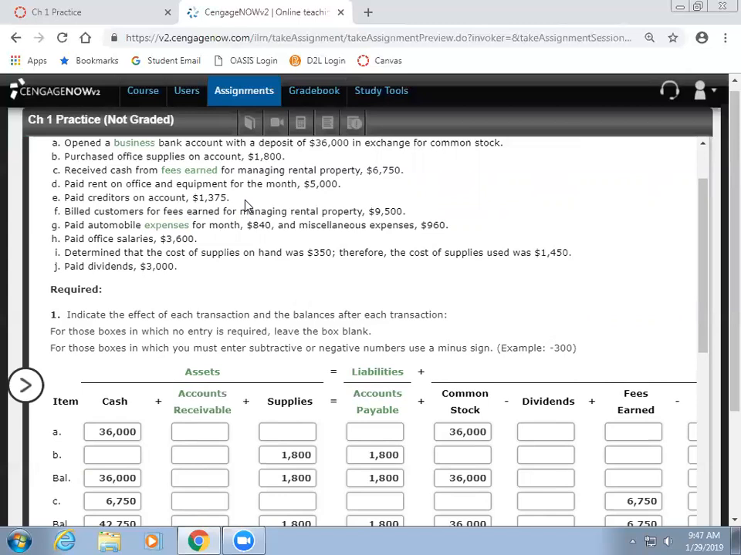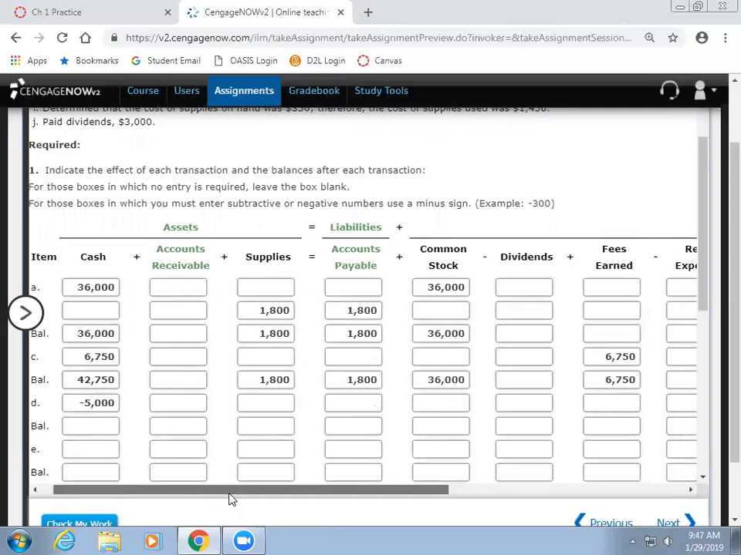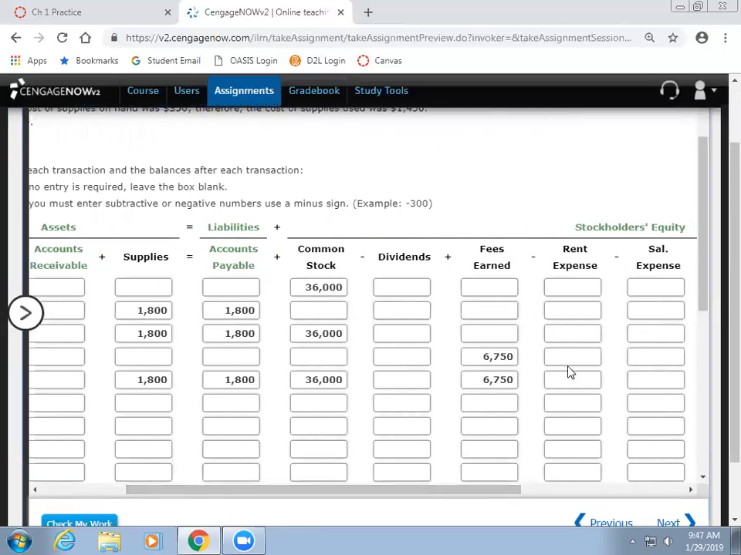We paid rent, right? Well, when we just pay a normal bill, like a monthly bill, which is what this is, that's an expense, okay? So on cash, on the balance here, I'm going to put a negative sign, so minus 5,000 to show my cash is decreasing. And then I'm going to scroll over to the right, and on my rent expense, I'm going to put in a negative 5,000 as well.